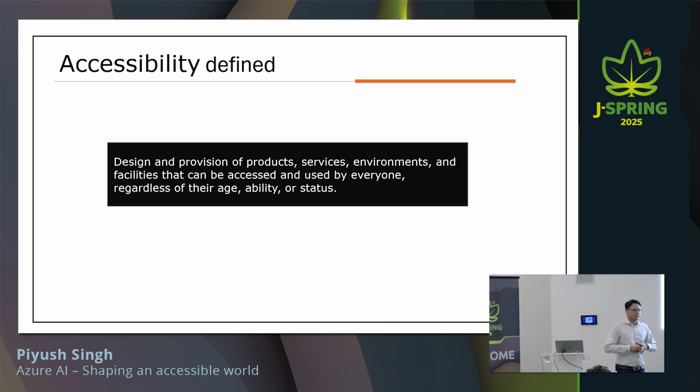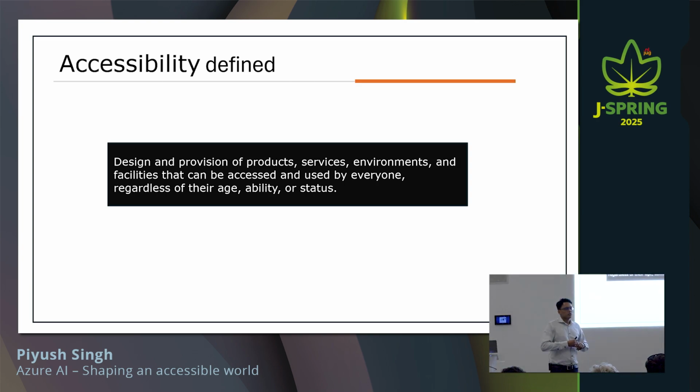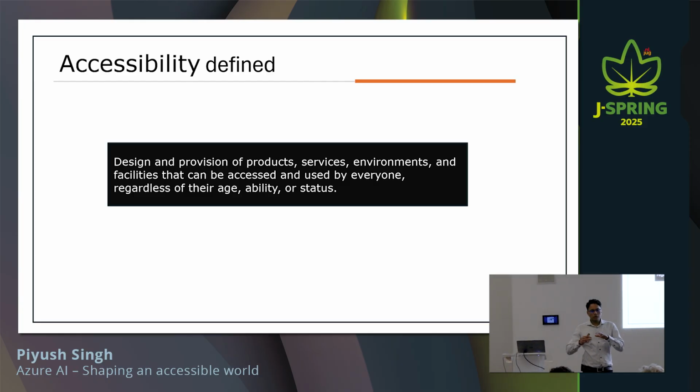Essentially, it means designing your product, services, or even your physical environment so that it is accessible to essentially everyone. Or maybe the right term would be that it's not exclusionary based on any sort of conditions, be it some sort of physical limitations or virtual or anything like that.